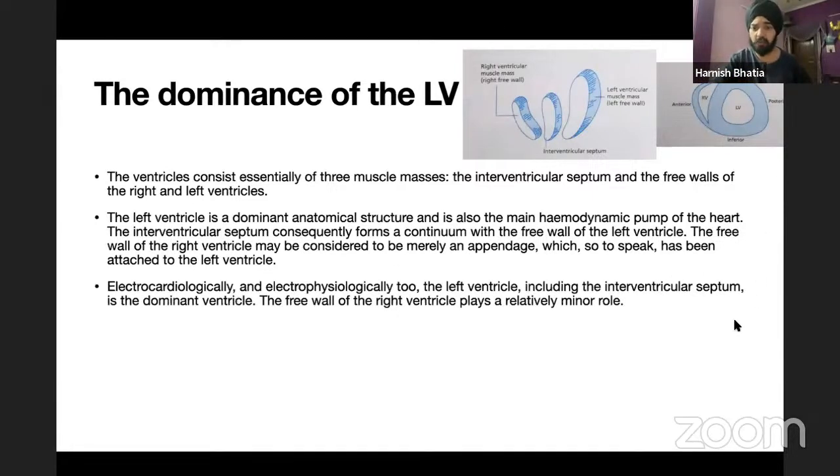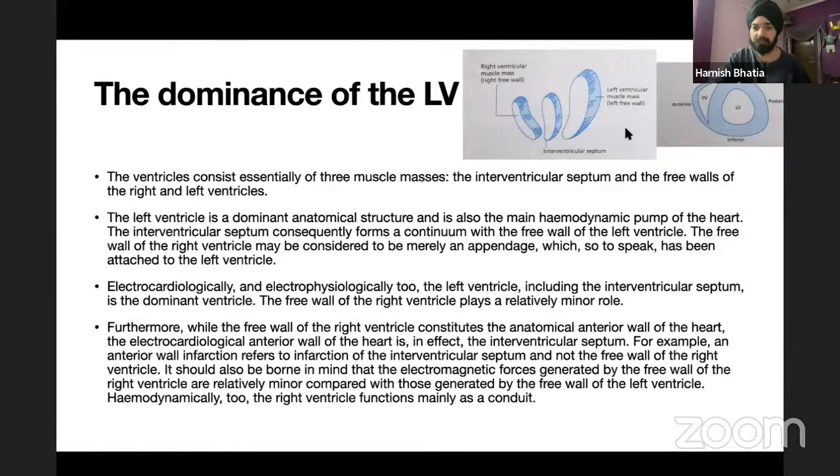Electrocardiographically and electrophysiologically too, the left ventricle, including the interventricular septum, is the dominant ventricle. Okay. The free wall of the right ventricle plays a relatively minor role. Furthermore, while the free wall of the right ventricle constitutes the anatomically anterior wall of the heart, right? So if you see the heart properly, the heart is not like the left ventricle and right ventricle lie side by side. If you see anteroposterior orientation, the right ventricle is slightly towards the anterior side and the left ventricle is slightly towards the posterior side. Okay. So the right ventricle constitutes the anatomically anterior wall of the heart. The ECG anterior wall of the heart is in effect the interventricular septum.